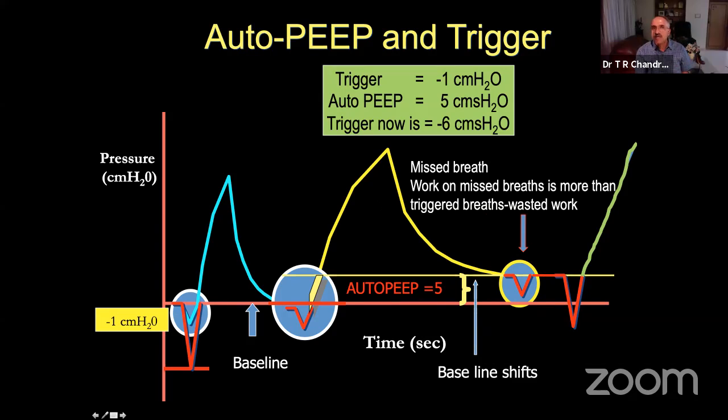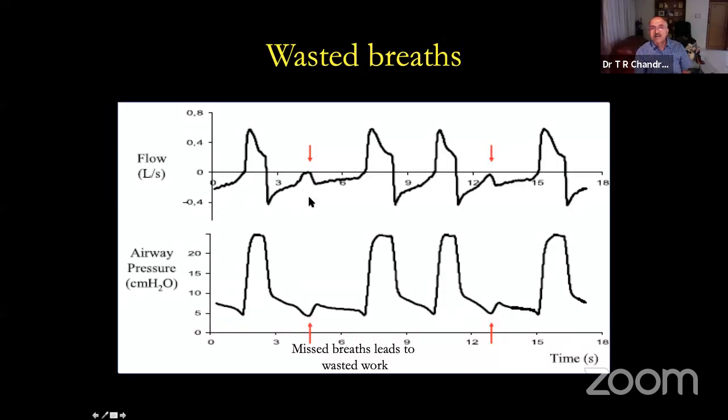A lot of missed breaths occur because the ventilator doesn't know this. When the trigger doesn't reach this point, it doesn't sense that the patient requires a breath, and it doesn't give a breath. So there are so many breaths which are not being supported. The triggering is not reached, and the patient doesn't get breaths. This leads to a lot of increased work of breathing.